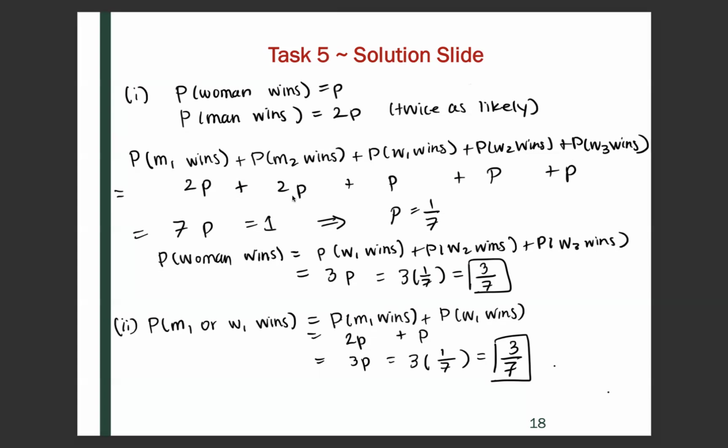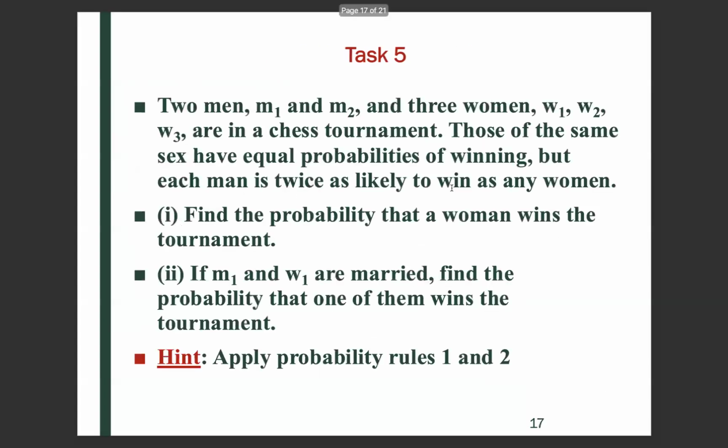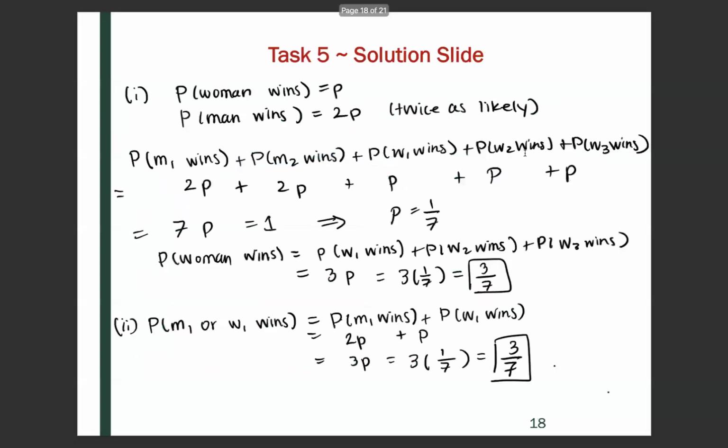And then this is 2P. And then here we have P for each woman, because if they're of the same sex, they have equal probabilities of winning. So that's why we have 2P plus 2P, and then for the women, they each have P. If you add those up, you get 7P. And because of our probability rules, it has to equal 1. If you solve for P, we get 1 over 7.